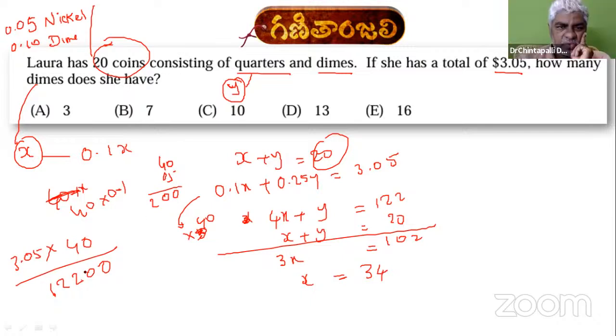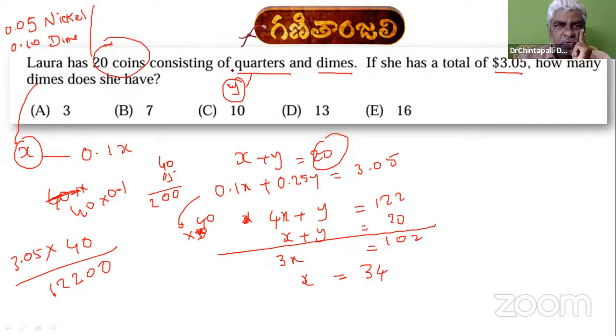I think it is 120, not 122. See, the total is $3 times 40 is 122, so that's what it says. Sure, correct only. Yes, sir. 120, 3, 4, 120 plus 2. Yes, 122 correct only.